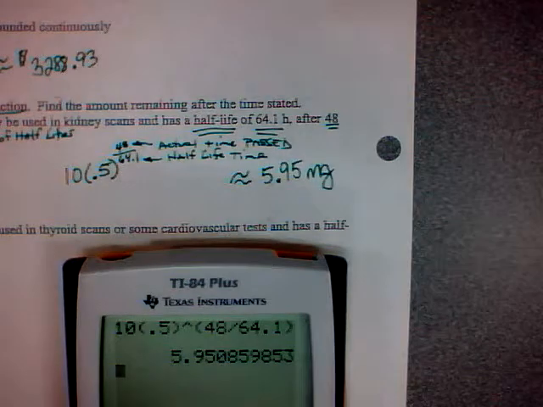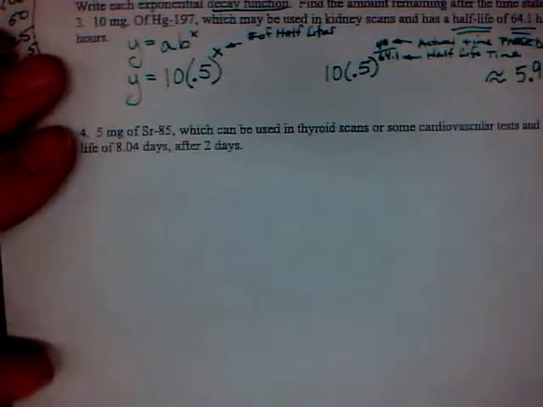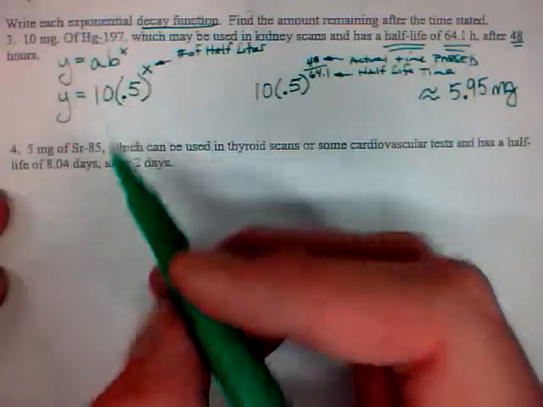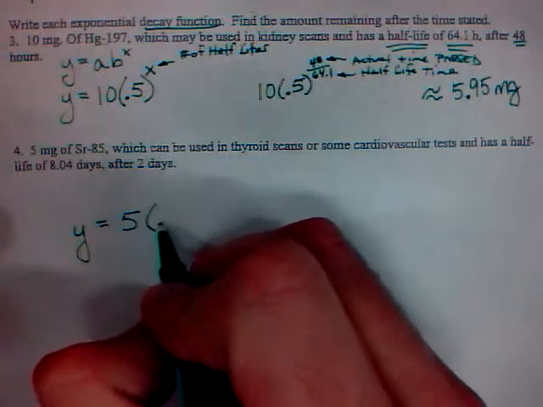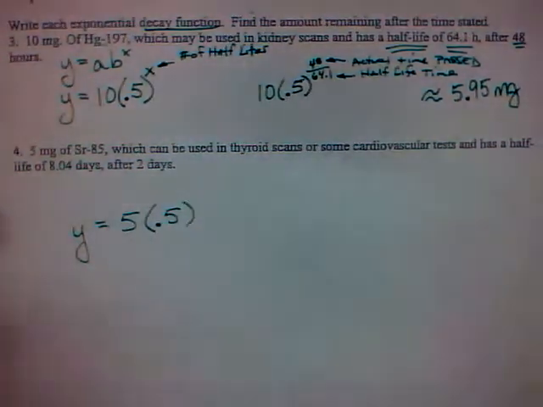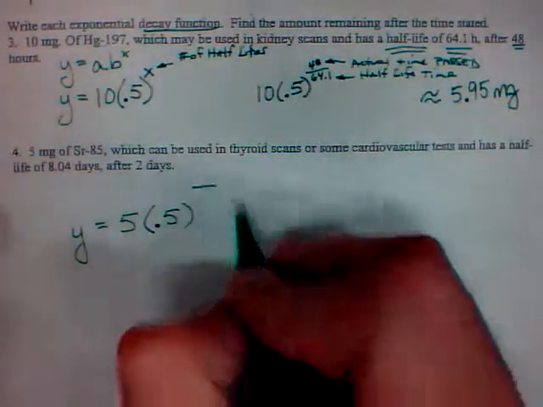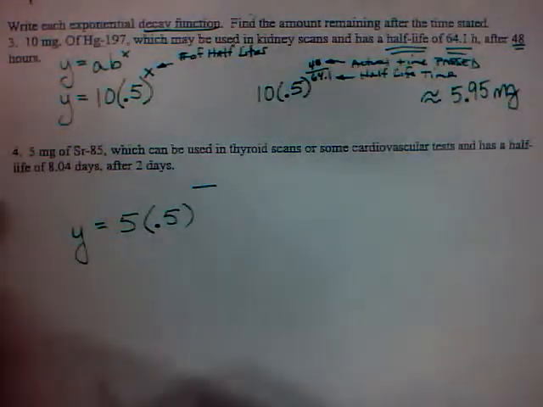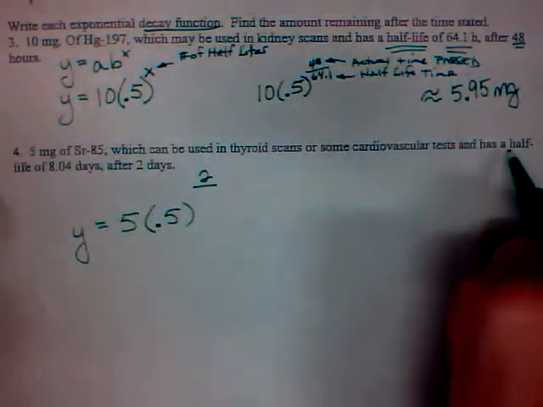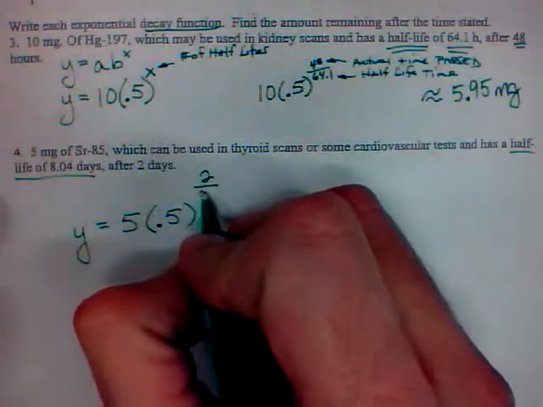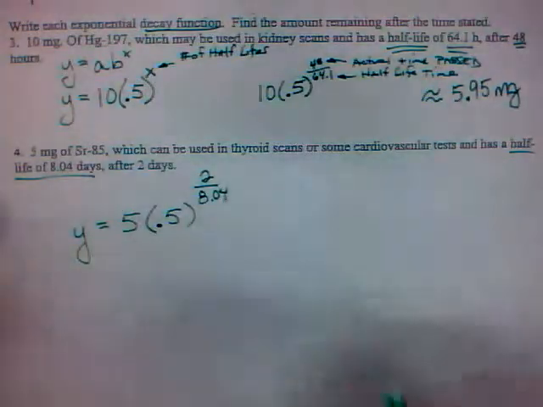Okay. So let's look at one last example. On this one, we've got y equals, we start off with 5 milligrams this time. We're still doing a half-life, so it's 0.5. And now we have to figure out what our actual time is that's gone by. So this is after 2 days. 2 days have passed, so that's going to be 2. And our half-life time on this one is 8.04.